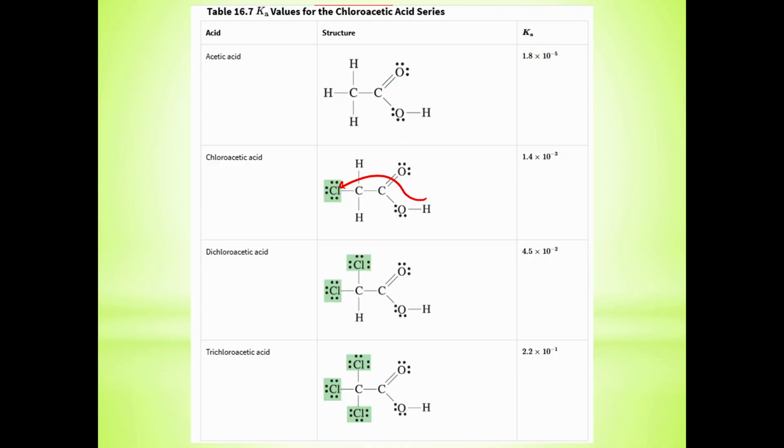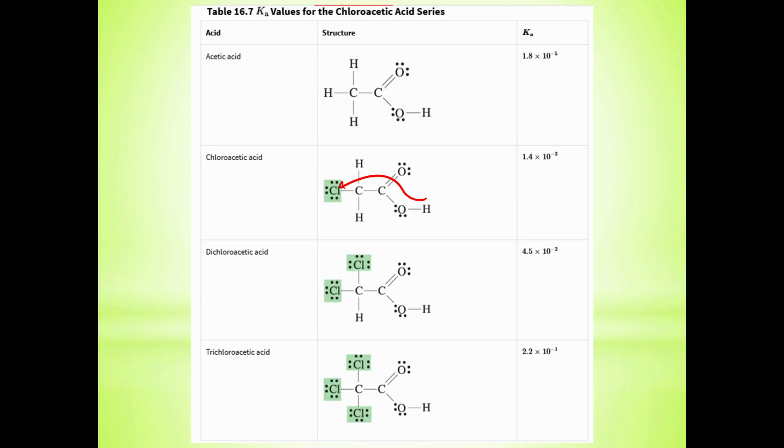So increasing the number of chlorines increases the pull on those electrons and makes it easier to pull off that hydrogen. So the more I can pull the electrons off the hydrogen in a polyatomic like this, the easier it's going to be to drop the hydrogen off, and the stronger the acid is going to be. And we can see that by the Kas here.